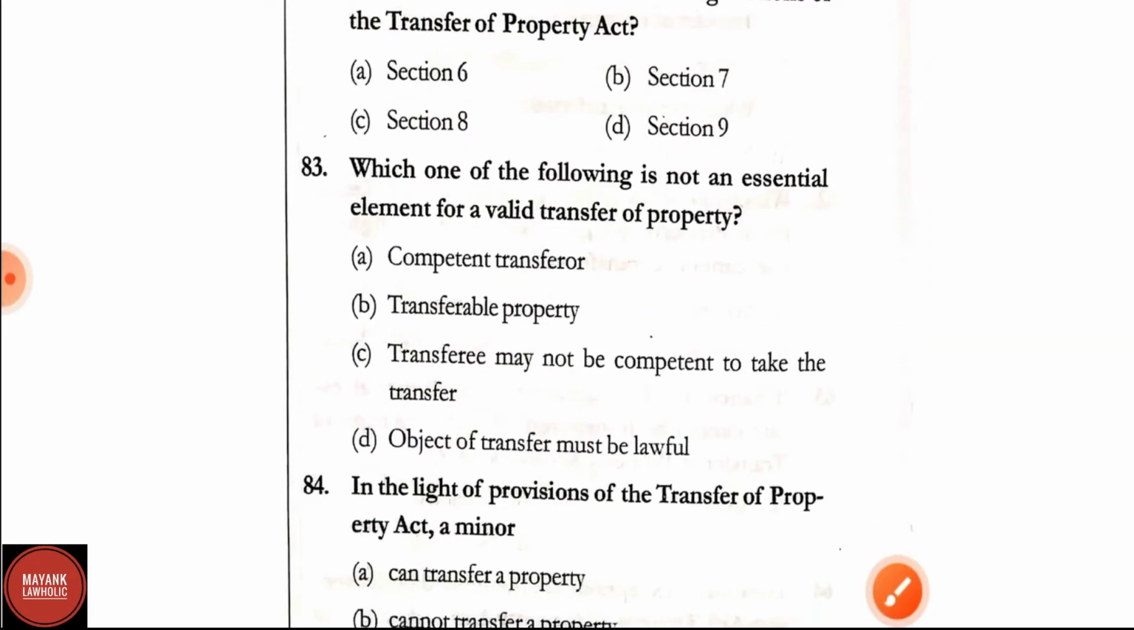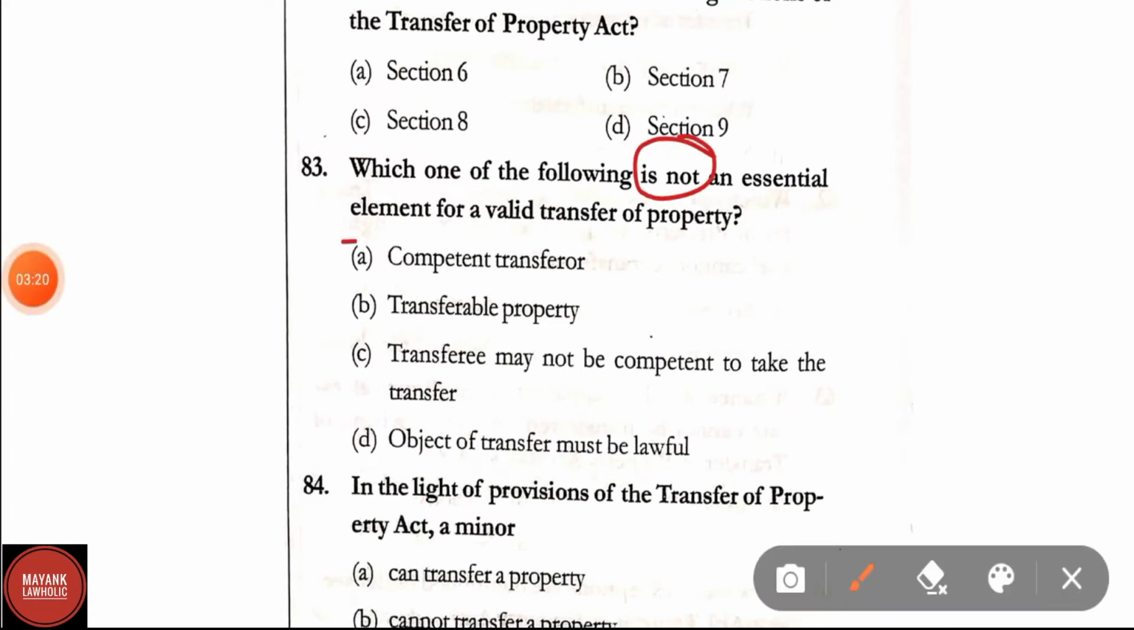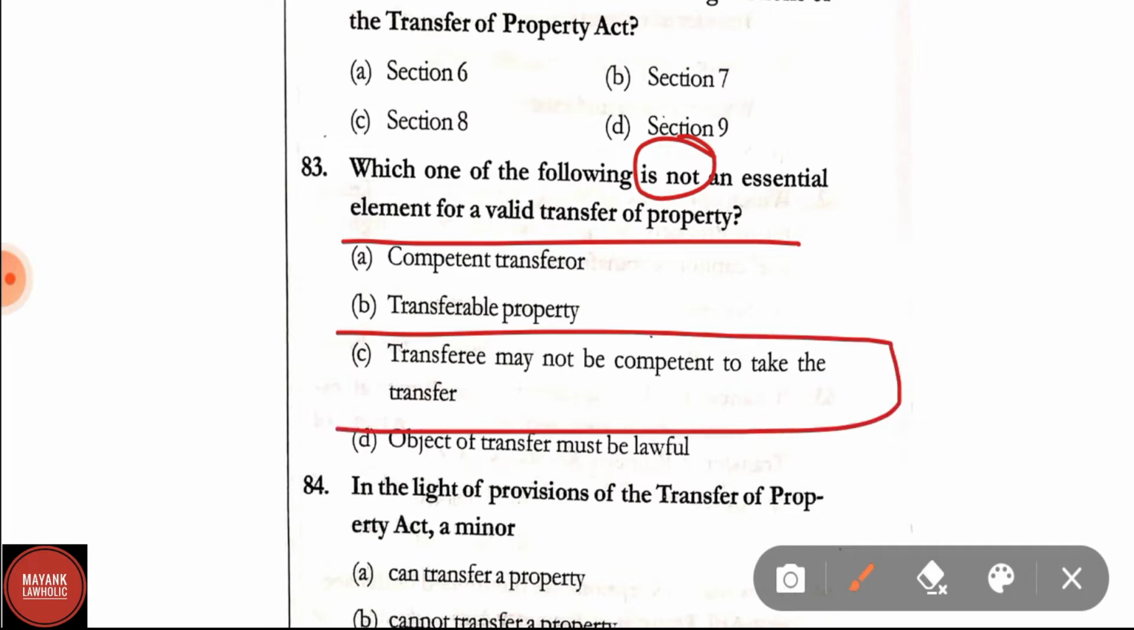Question number 83. Which of the following is not an essential element for a valid transfer of property? Competent transferor, transferable property, transferee may not be competent to take the transfer, object of transfer must be lawful. Correct answer is option C, that is transferee may not be competent to take the transfer.